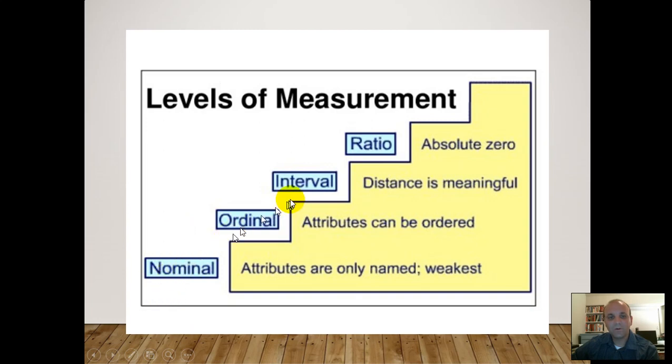It goes from nominal, ordinal, interval, and ratio. So nominal is the weakest. Attributes are only named. Ordinal attributes can be ranked ordered. Interval distances are meaningful. There's a meaningful distance between the two, not necessarily an ordinal. And a ratio is all these attributes, only there is a true zero involved.